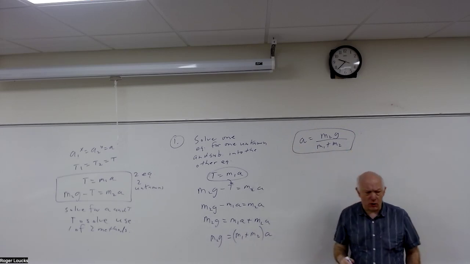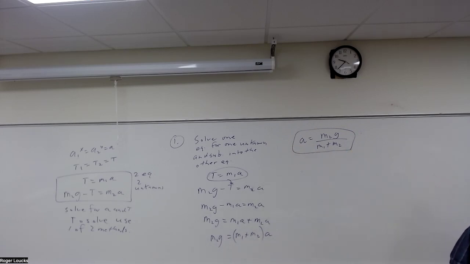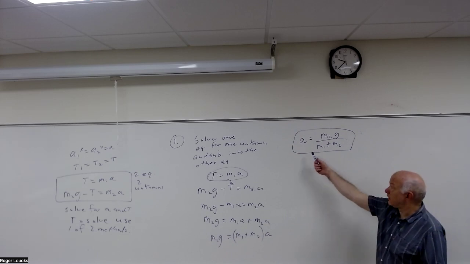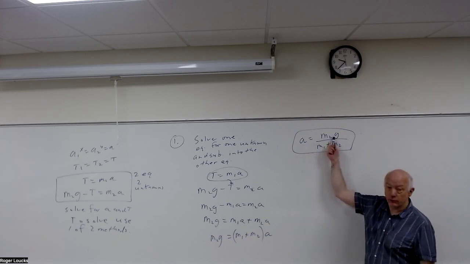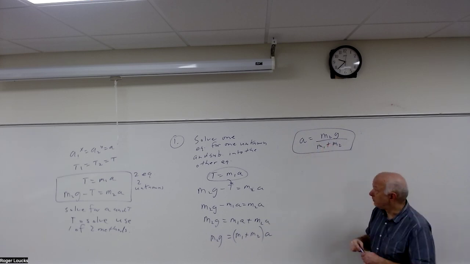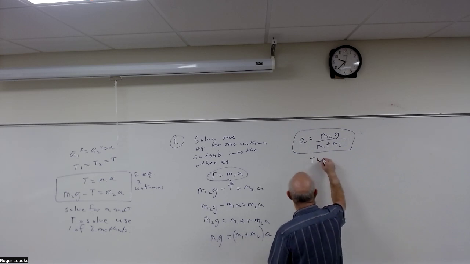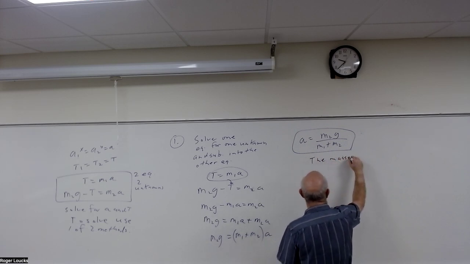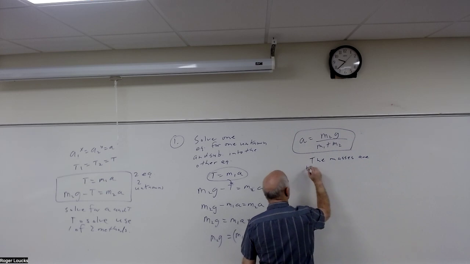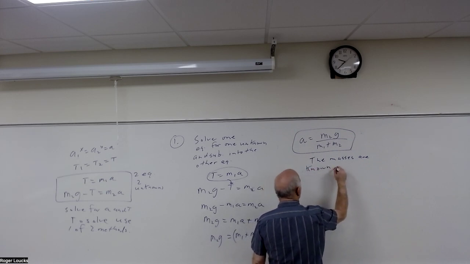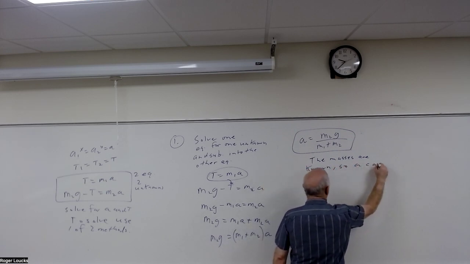Why is that considered solved? Because when we do these problems, what do we always assume we know? We assume we know the masses. So I've written the acceleration in terms of things we know, and G is 9.8. So basically, the masses are known. So A can be calculated.